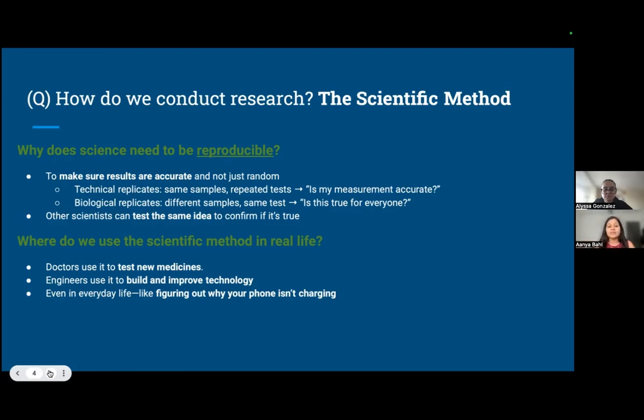You may not realize it, but you actually use the scientific method in real life every single day. Doctors use it to test medications. Engineers use it to improve technology. And in everyday life, we figure out, hey, why isn't my phone charging? And you see, okay, is the socket not working? Is the phone not working? Is the charger faulty? And that's you using the scientific method in real life.